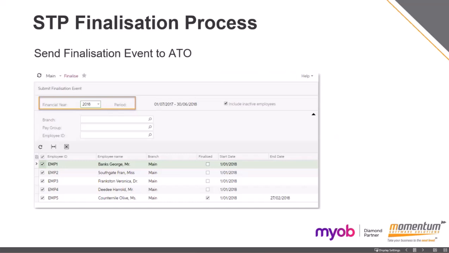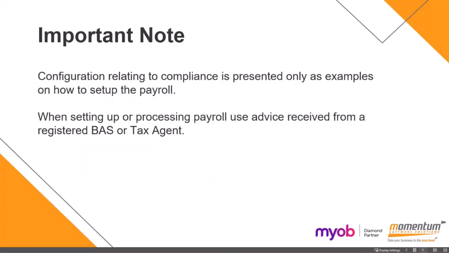Once you have entered the financial year to finalize, you will notice that some of the employees will have the finalized checkbox ticked, and there is an end date as well. That's because their finalization has been submitted at the time they were terminated. It's a good practice to submit the finalization again at the time when you are submitting the finalization for the whole organization. So, two important notes.